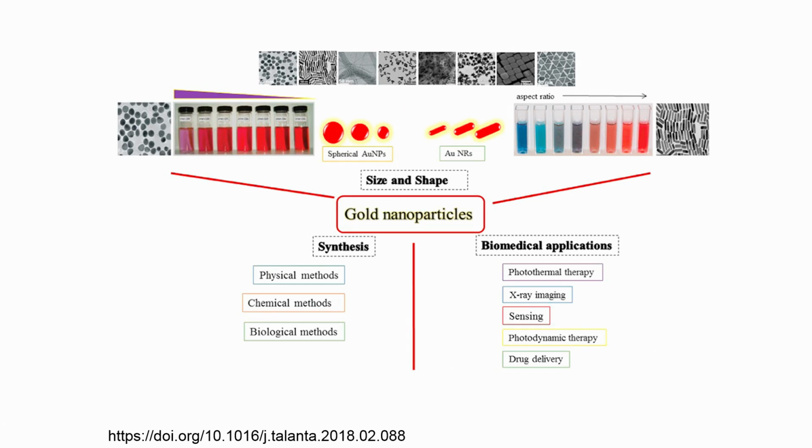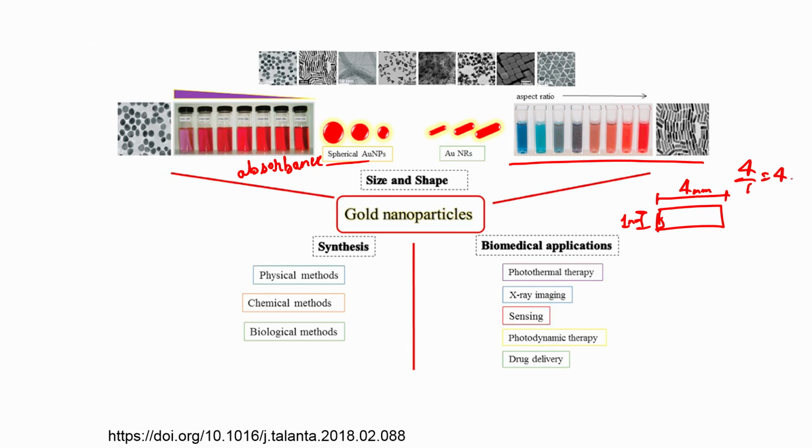And then their uses, as we said, for gold, especially, gold is very widely used for contrast agents and for fluorescence. So the spherical nanoparticles, depending on the size range, will have different colors and different absorbance. And similarly, nanorods will also have different properties depending on the aspect ratio of the nanorods. Aspect ratio is nothing but the ratio of the different dimensions. So if this is 1 nanometer and let us say this is 4 nanometer, then the aspect ratio is nothing but 4 by 1, which is 4.